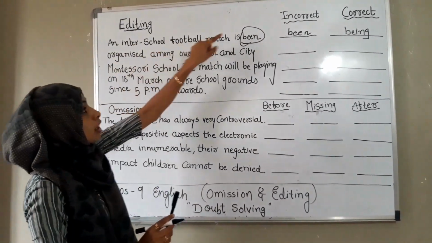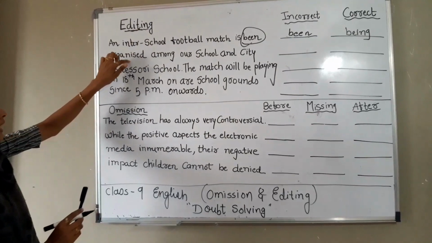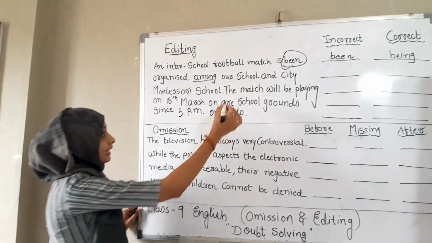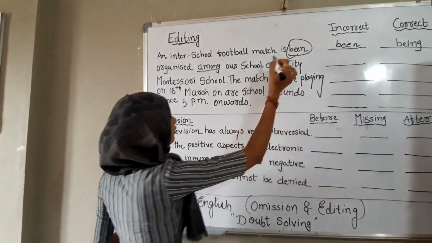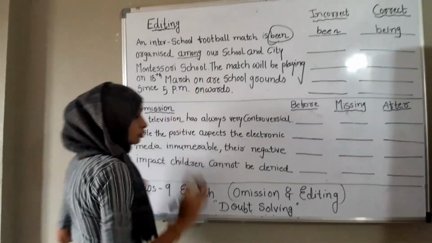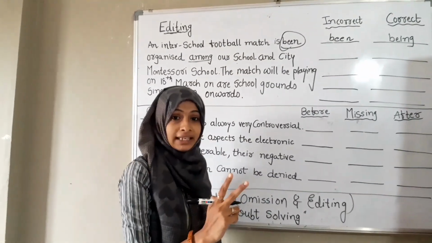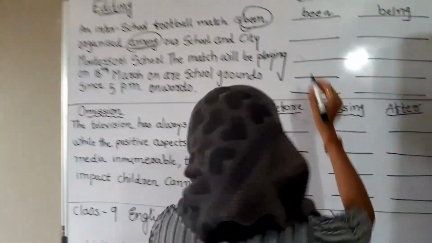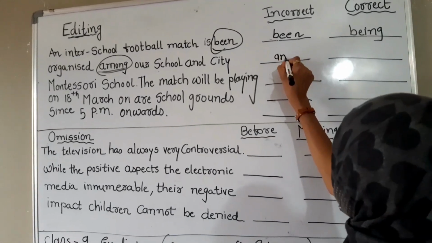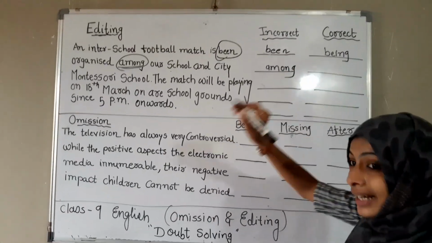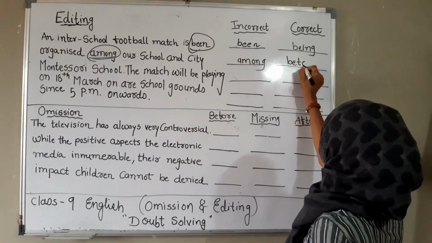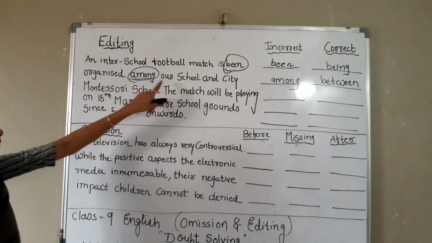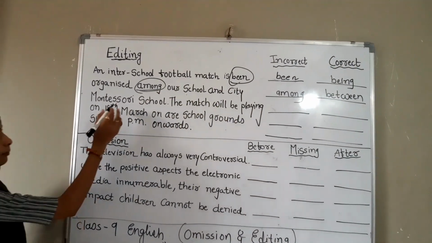An inter-school football match is being organized among. Here among is an incorrect word. We can see here our school and another school, the City Montessori School. Two particular school names are given here, not many schools. So among is incorrect here. What will come? Between will come. Among is incorrect, between is correct. Montessori School.